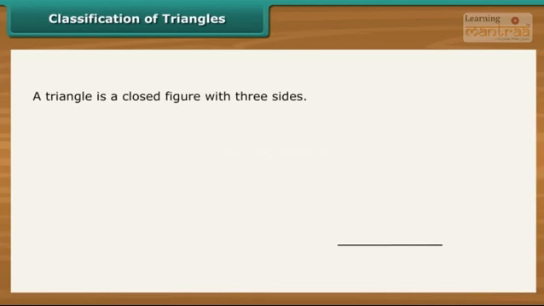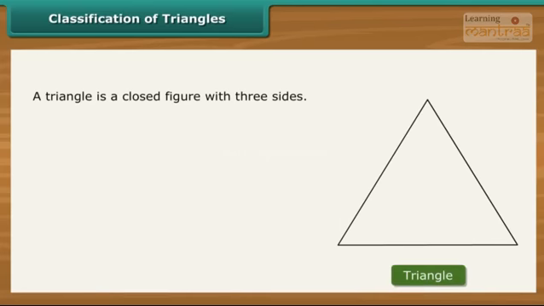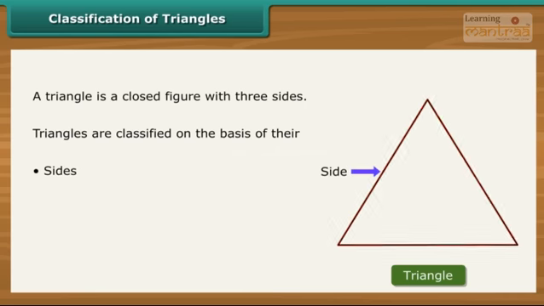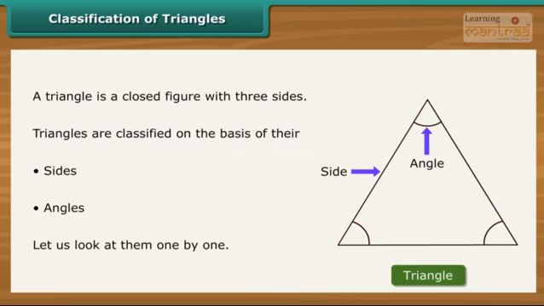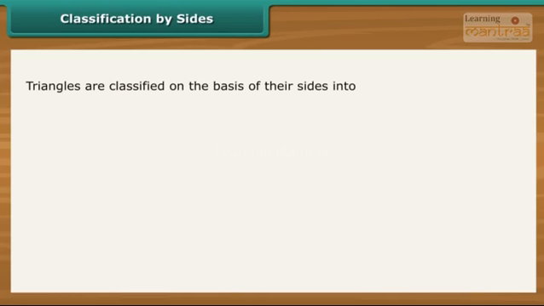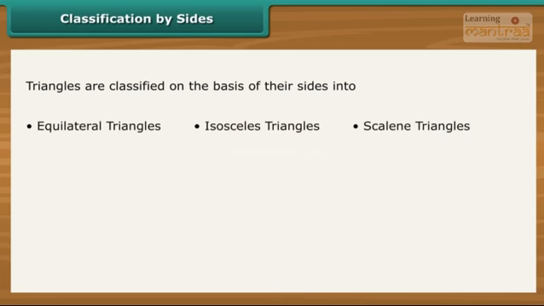Classification of triangles. A triangle is a closed figure with 3 sides. We can classify all triangles on the basis of their sides and angles. Let us look at them one by one. Classification by sides. Triangles are classified on the basis of their sides into equilateral triangles, isosceles triangles, and scalene triangles.